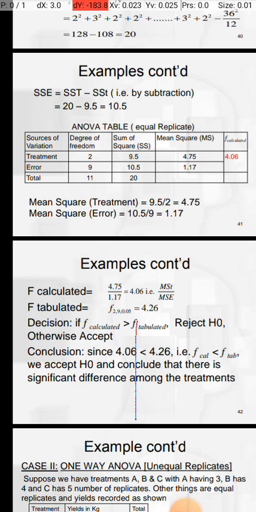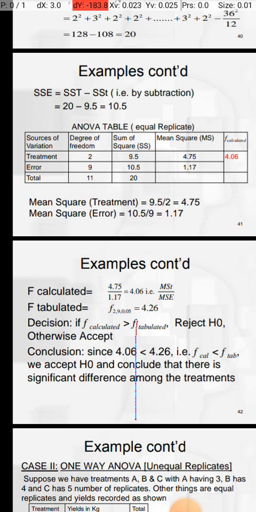Now the question says you should check if there is any significant difference or not. So you now finally check, is there any significant difference or not. Now you will have to compare your F calculated. Now 4.06 you get is your F calculated. So you have to compare it with your F tabulated.